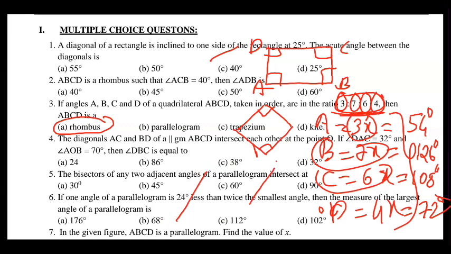यहाँ पे देखो, I'll just show you. If you have a parallelogram in this way, यहाँ पे obtuse है, right? Obtuse का मतलब 90 से बढ़कर, okay?